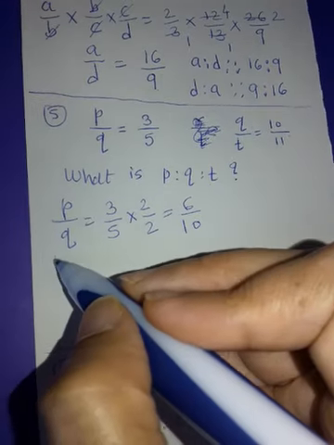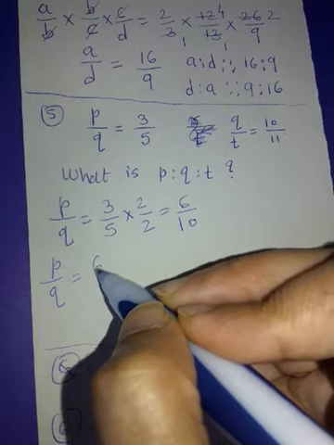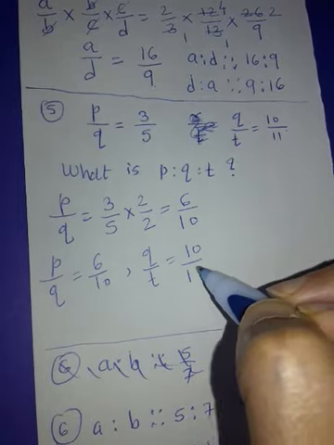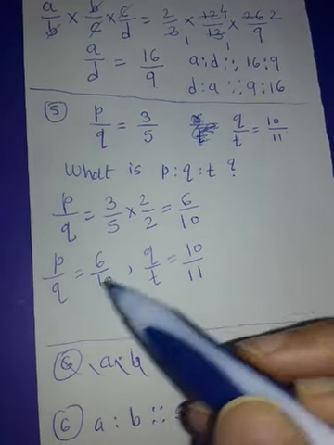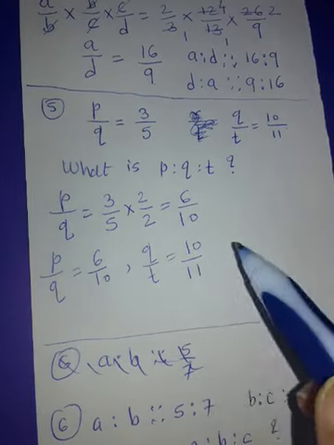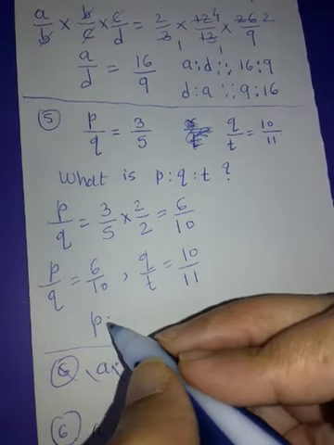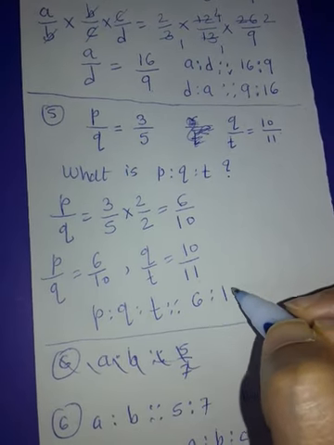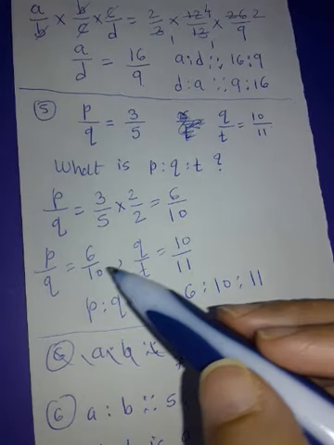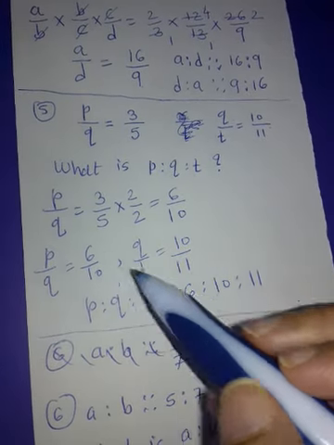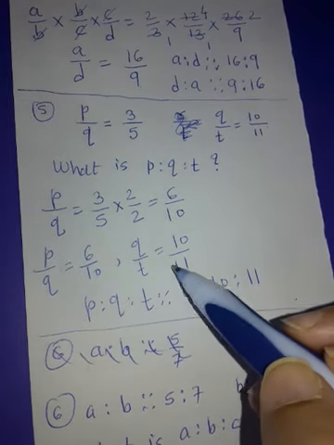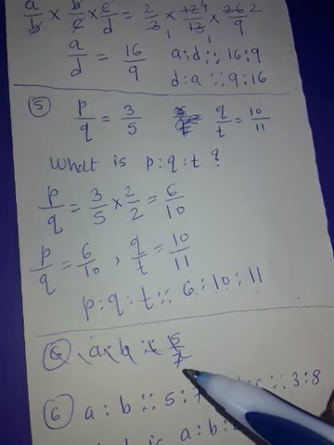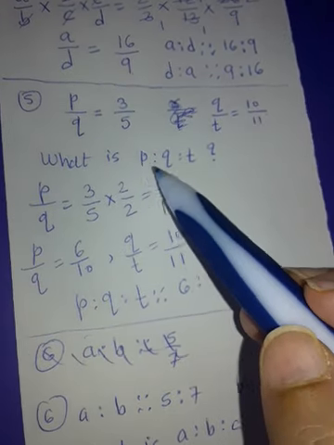So what we have now? P upon Q is equal to 6 upon 10. Q upon T is equal to 10 upon 11. When both these Q's are equal, this is 10, this is also 10, then you can straight away combine, same as 6 is to 10 is to 11. Q is 10. So when P is 6, Q is 10 and T is 11. They all will chase each other in this form. Got the meaning of combined ratio?